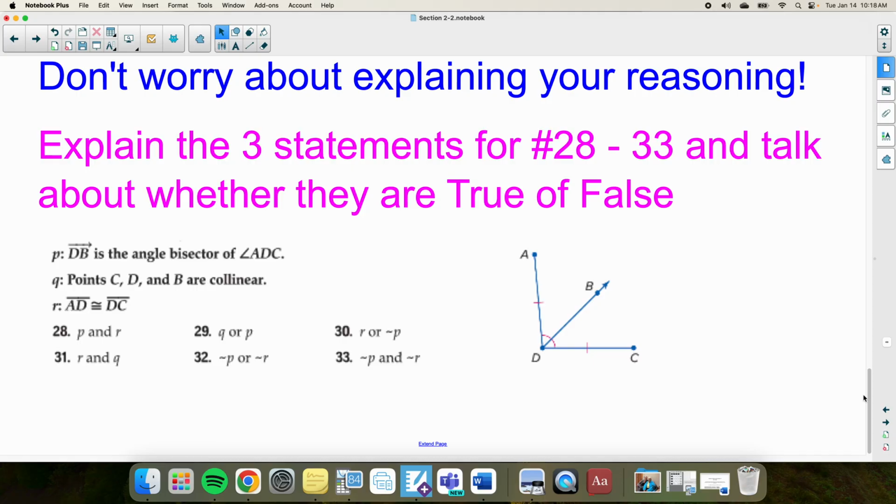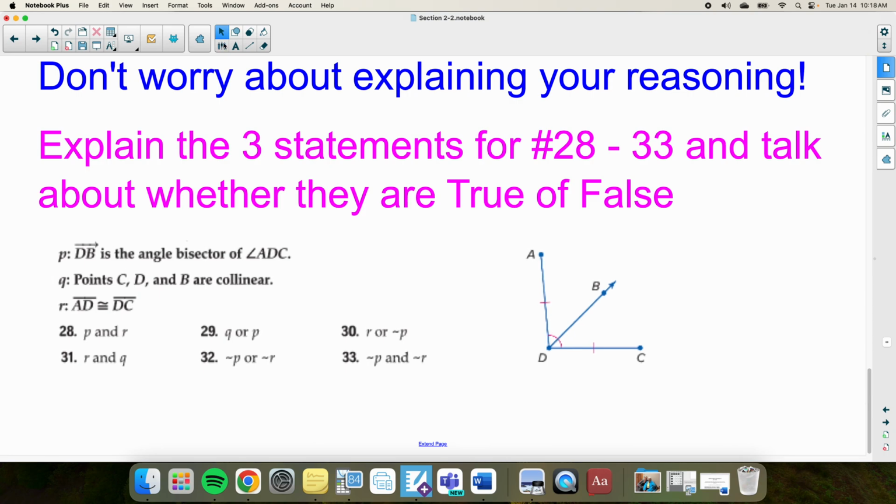Okay? If I look here, it says DB is the angle bisector of this angle. Do you guys know what an angle bisector is? Bisect means what? Do you remember? It means cut in half. So does this cut this angle in half? This should show that this angle is congruent to that angle. So it is an angle bisector. So when you get to 28, this is true.